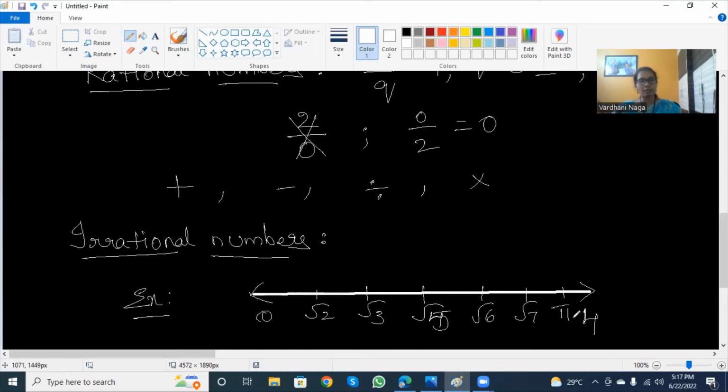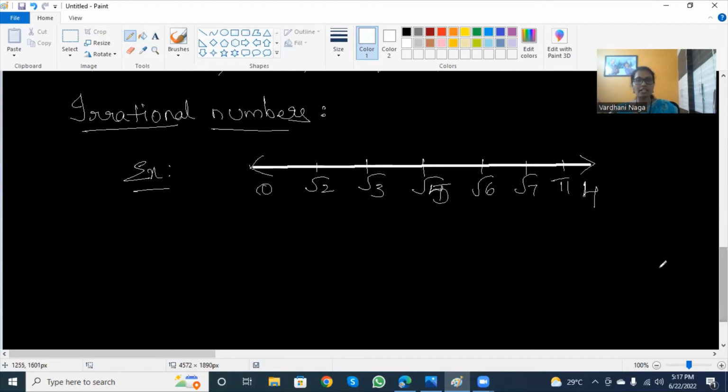No rational number can become an irrational number. No irrational number can become a rational number. The combination of rational and irrational numbers together is called real numbers. Okay.